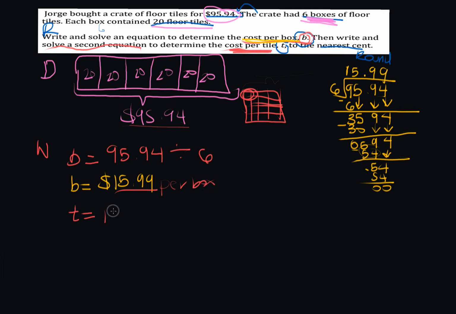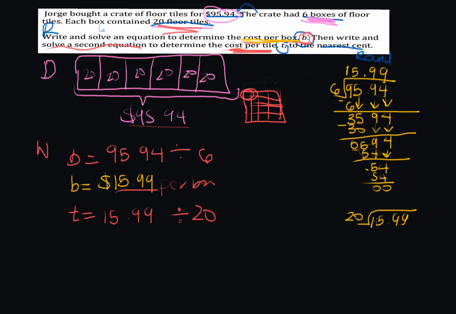So $15.99 divided by, how many tiles are in here? 20. It told us that in the problem. So 20. And now we're going to have to go over and draw our house again. So inside the house is the first number, which is $15.99. Draw our house. Outside of the house is 20, waiting at the doorstep right here.